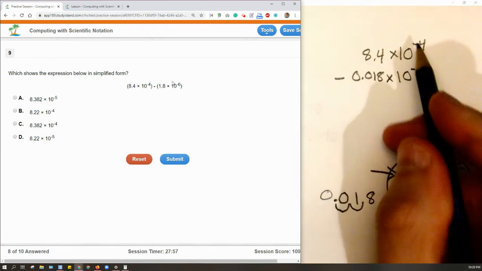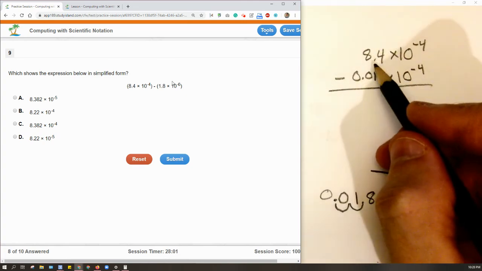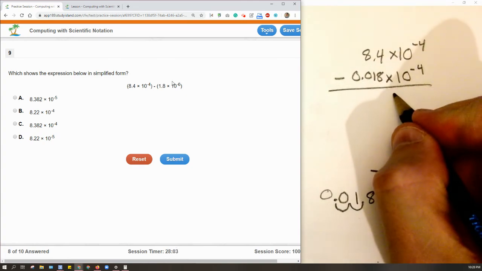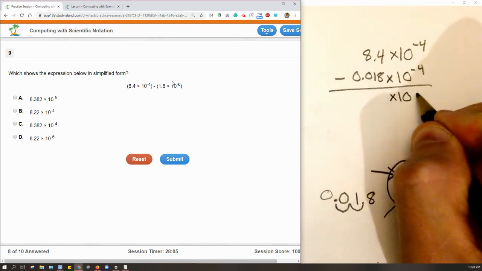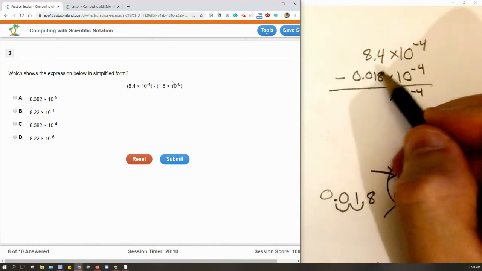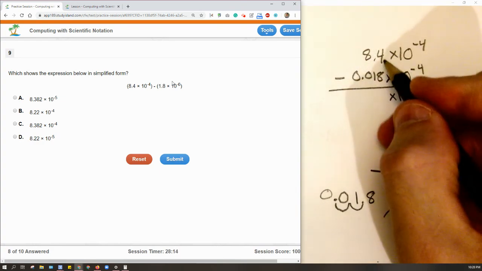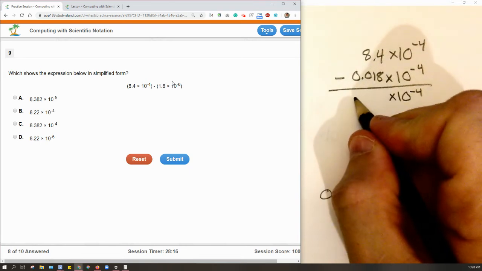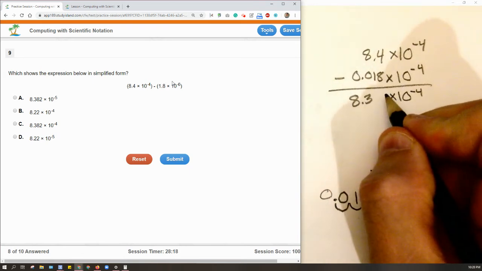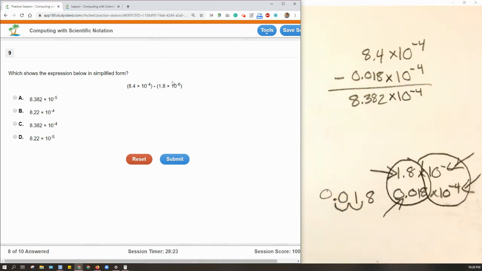Now, since they have times 10 to the -4th, we can subtract. Whenever you add or subtract something times a base with an exponent, you keep the base and the exponent. So I'm going to keep my times 10 to the -4th. And now I simply do 8.4 minus 0.018. You can put that in a calculator if you like, but you should be able to do this pretty simply if you just line up all decimals and everything. And you get 8.382. So 8.382 times 10 to the -4th is the answer.